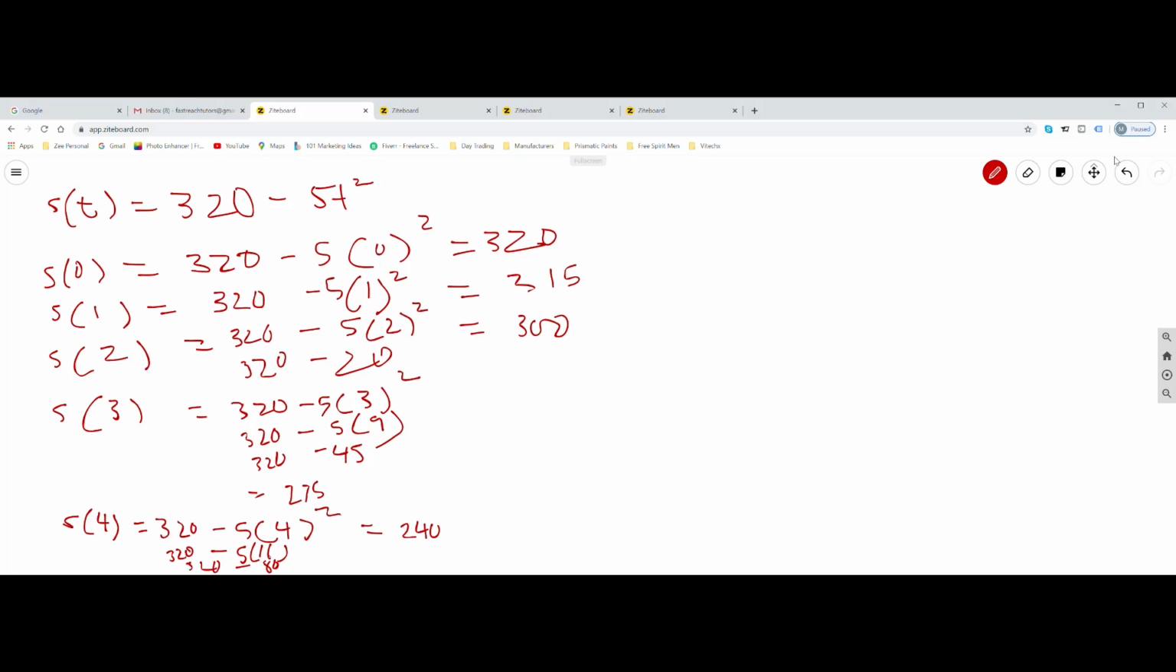And let's look at 5. 5 squared is 25. You have 320 minus 125, which equals 195.